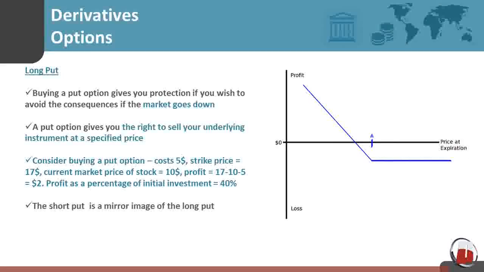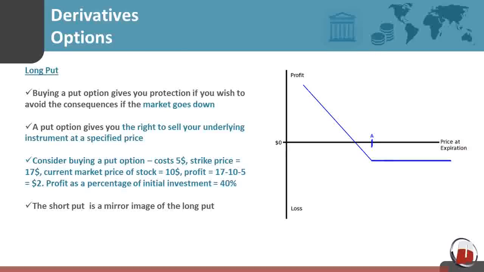Long put. Buying a put option gives you protection if you wish to avoid the consequences of the market going down. A put option gives you the right to sell your underlying instrument at a specified price. If this price is higher than the market price plus the cost of the option, you profit. If not, your loss is limited to the money you paid for the option premium.